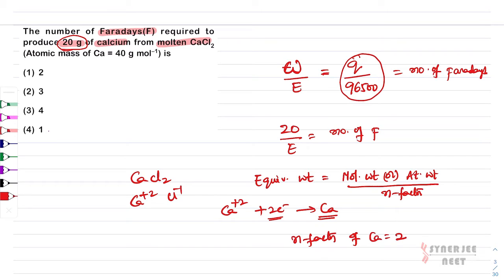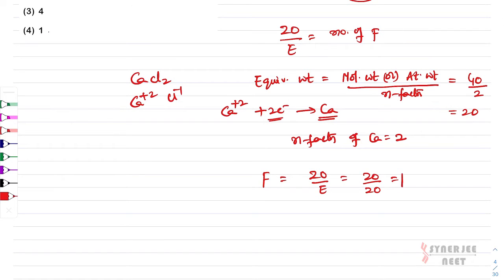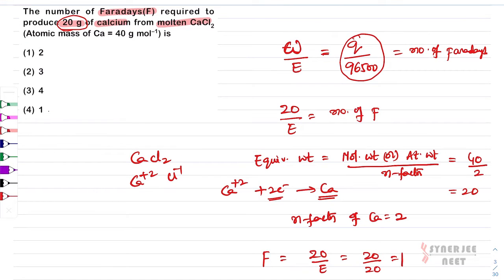So taking that, you will get calcium atomic mass, which is given in the question itself, 40 divided by 2, which is 20. So the number of Faradays is equal to mass divided by equivalent weight, 20 divided by 20 is equal to 1. Therefore, the answer which is matching with this is this.